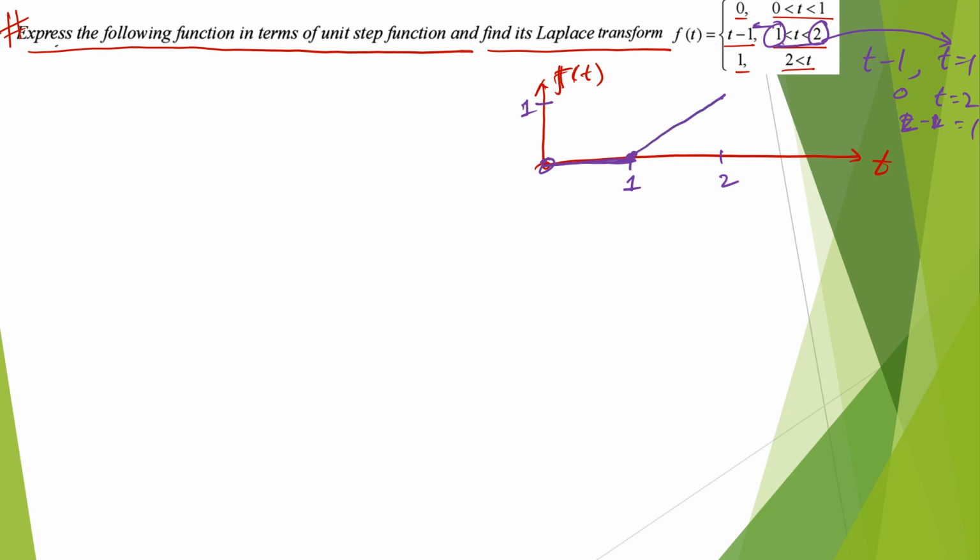So for the middle portion, this will be the graph, and the function value is 1 when t is greater than 2. When t is greater than 2, the function value is 1. So this is the required graph for the given function.